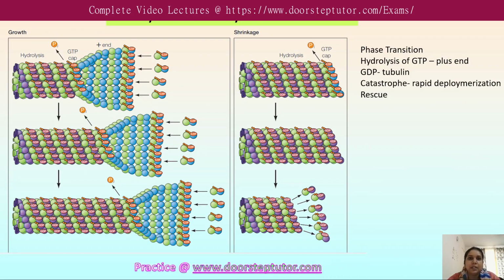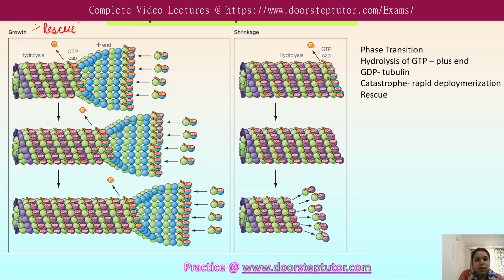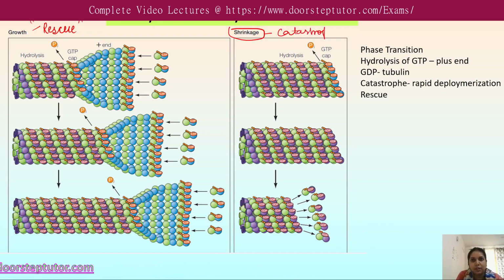Now, the dynamic instability of the microtubule. Dynamic instability is basically a transition phase, or we can say switching, between the phase of slow growing and the rapid shortening of the microtubule. The slow growing is basically called the rescue, while the rapid shortening or the shrinkage is known as a catastrophe. Now, what leads to the dynamic instability?